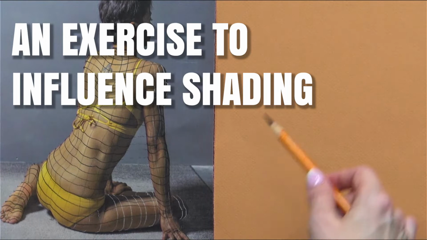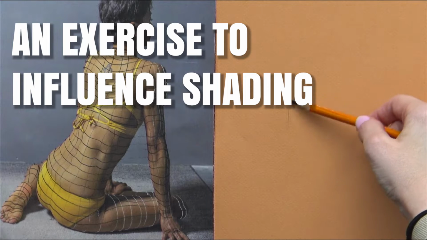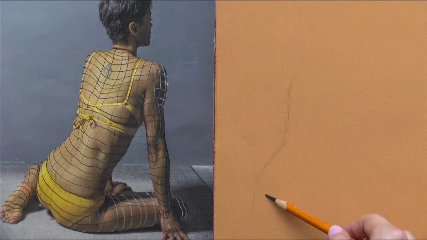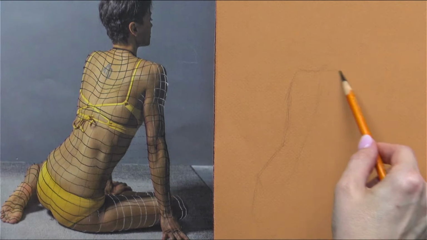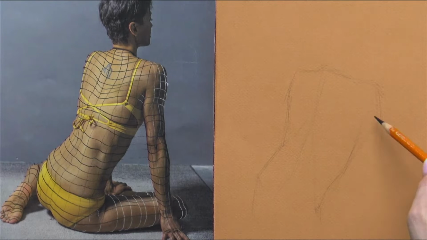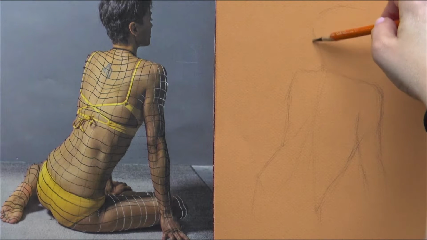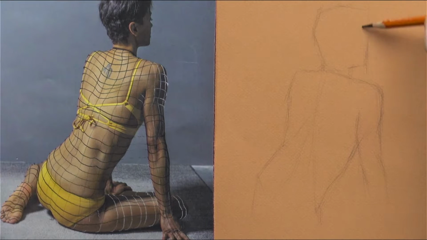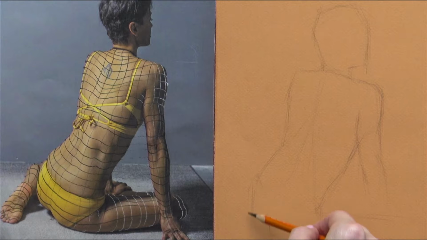If you struggle to know which directions to make your shading marks when figure drawing, watch this video and you will understand how to use knowledge of the form's surface to influence your shading marks. Now, on the left-hand side, I have an exercise that was already done where I'm using lines to go over the surface of the form on the photograph in order to think about the directions of the surface. So it's kind of like a topographical map.